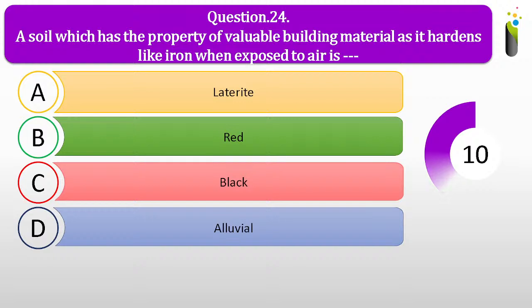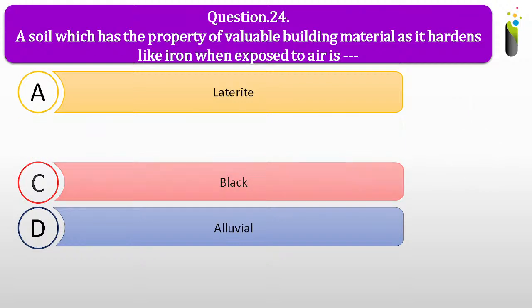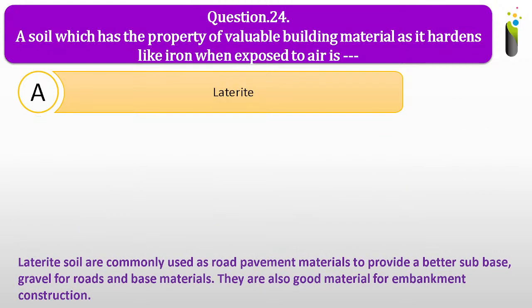And the question number 24 answer. The soil which has the property of valuable building material as it hardens like iron when exposed to air is laterite soil. Remember, laterite soil is commonly used as road pavement material to provide a better sub-base, gravel for roads and base materials. It's also good material for embankment and construction.